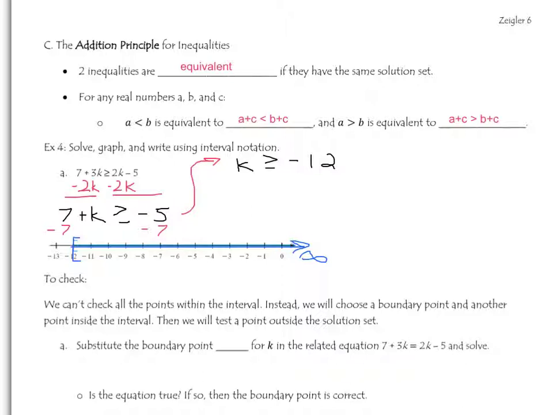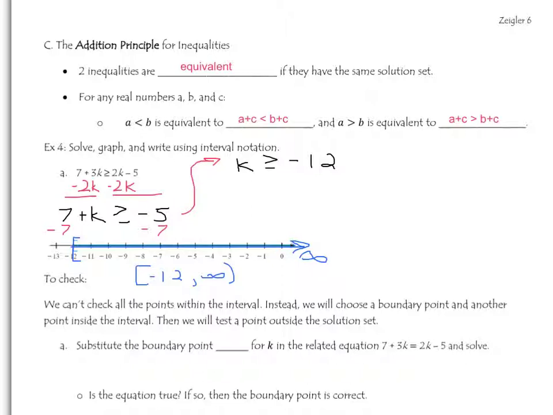Now let's give it an interval form, and we do that by looking at the graph and saying we have a bracket on the left, then we have negative 12, comma, we have an infinity on the right, and a parenthesis always goes with infinity. And there, voila, we have solved our interval form.